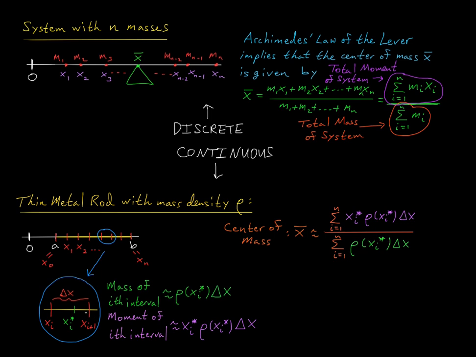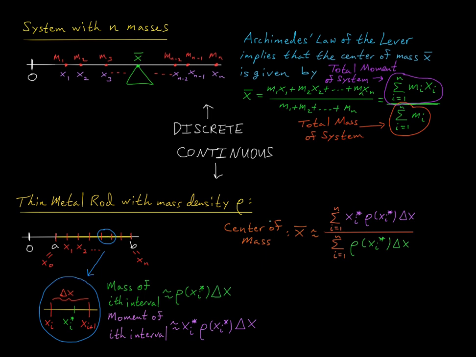Now the moment of this interval, so in other words the tendency for this little piece of the rod to rotate about our reference point at x equals 0, that's going to be given by the mass of the interval, which is approximately just rho times delta x, that's just from right up here, times the position of the interval relative to this reference point. And here I'm just using our sample point xi star to describe that position of our interval.